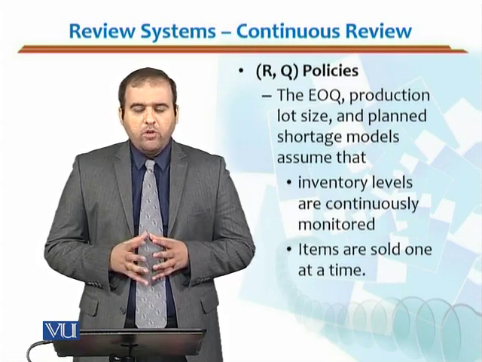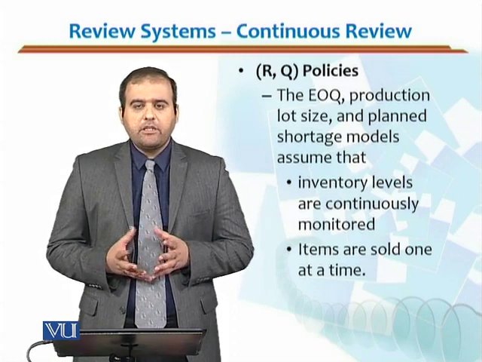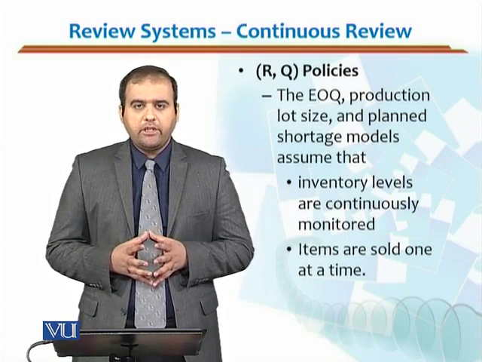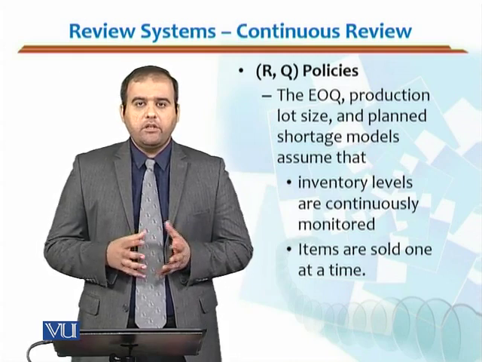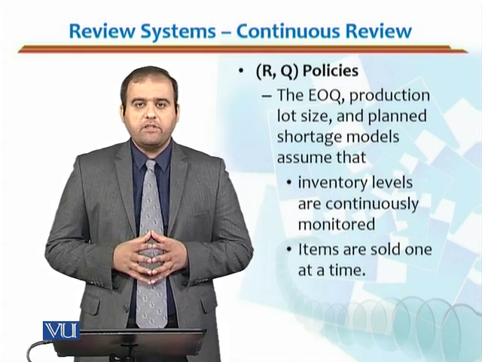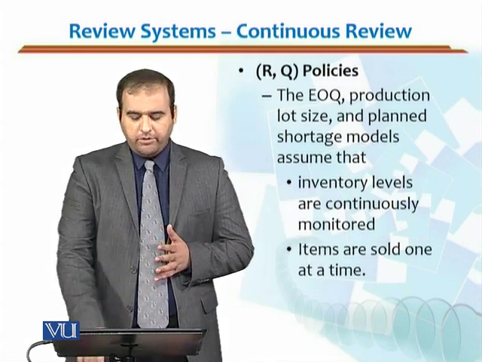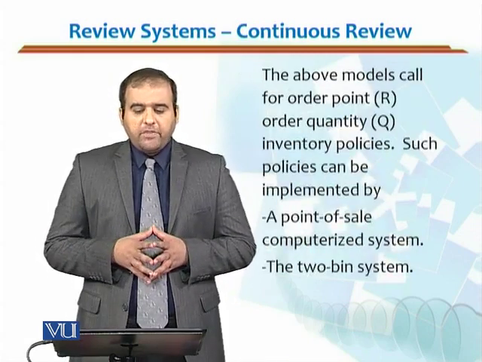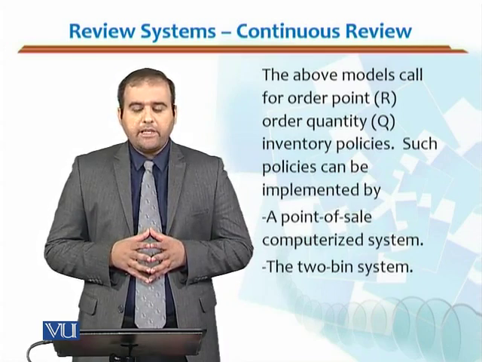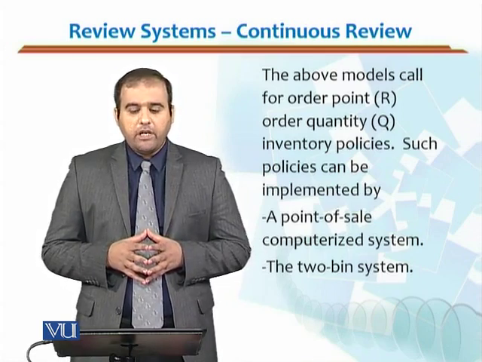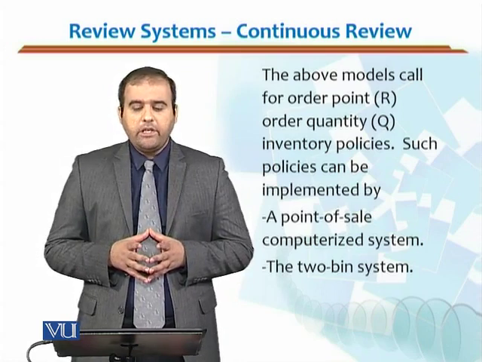So items are sold one at a time. You can call this a Q system if you can recall that in one of the examples we took it as Q system. Q system was for the continuous review policy, whereas P system was for the periodic review policy. So the above models call for an order point, that is the reorder point R, and the order quantity Q.